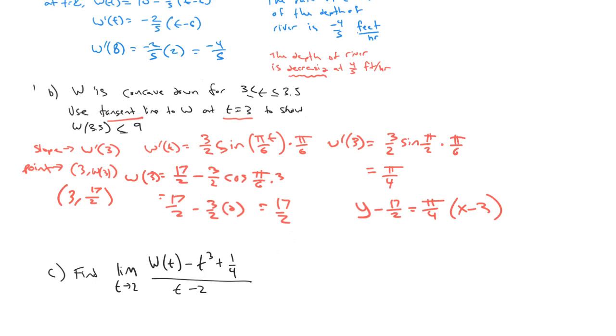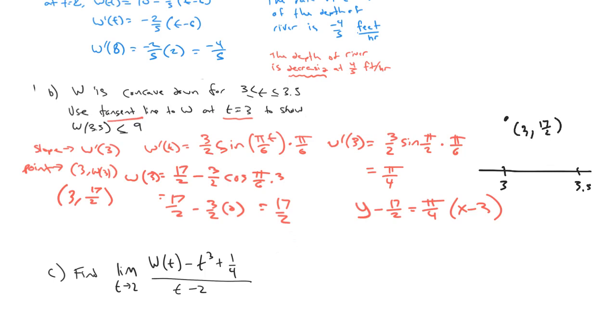And to help us answer this question, let's think about graphically what this looks like. So we're dealing with this section of the graph that goes from 3 to 3.5. And I know at 3, I'm going through the point 3 comma 17 halves.